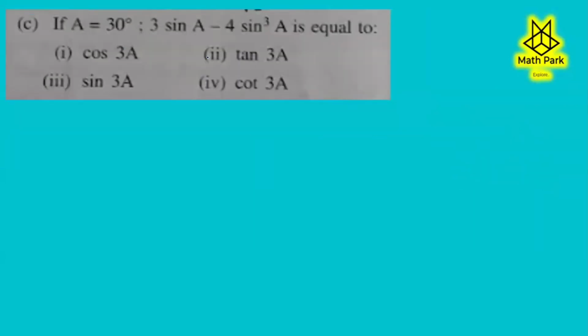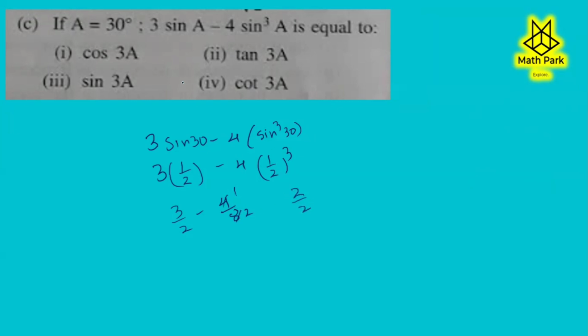If A is equal to 30, 3 sin A minus 4 sin cube A is equal to what? So A is 30, so 3 sin of 30 minus 4 sin cube 30. Let us put the values. 3 sin 30 is half, minus 4 times sin 30 which is half, and then the cube of this. So it is 3 by 2 minus 4 upon 8, as 1 upon 2 cube is 1 by 8, which is 1 by 2. So 3 by 2 minus 1 by 2 is 2 by 2, which is equal to 1.